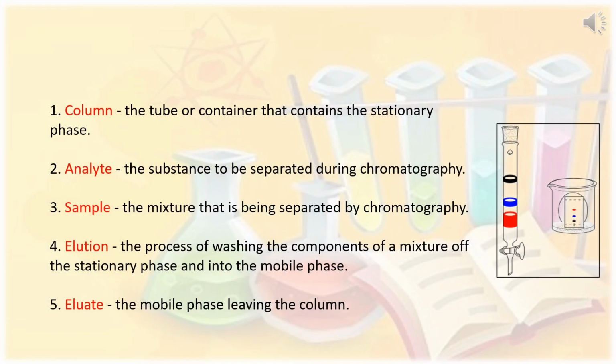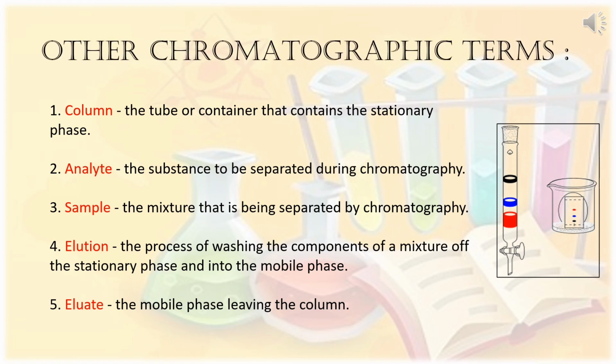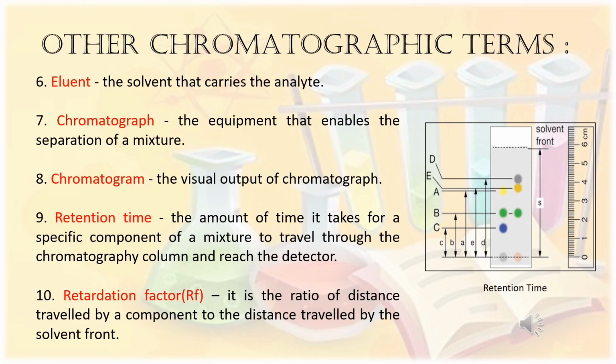Now, let's go on through the other chromatographic terms. First, column, the tube or container that contains the stationary phase. Second, analyte, the substance to be separated during chromatography. Third, sample, the mixture that is being separated by chromatography. Fourth, elution, the process of washing the components of a mixture off the stationary phase and into the mobile phase. Fifth, eluate, the mobile phase leaving the column. Sixth, eluent, the solvent that carries the analyte.